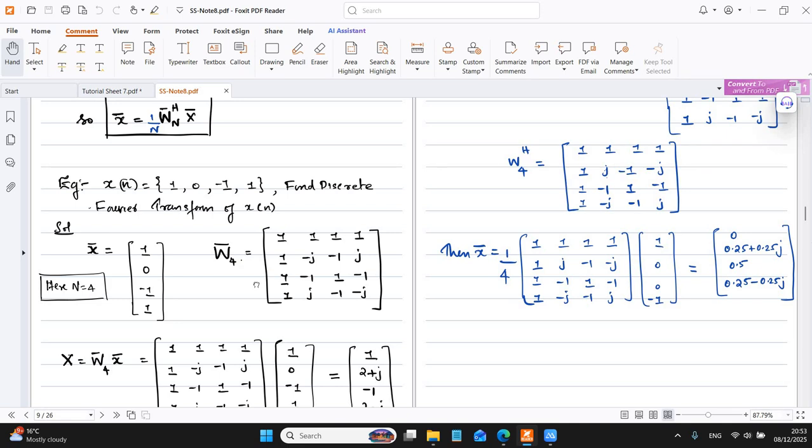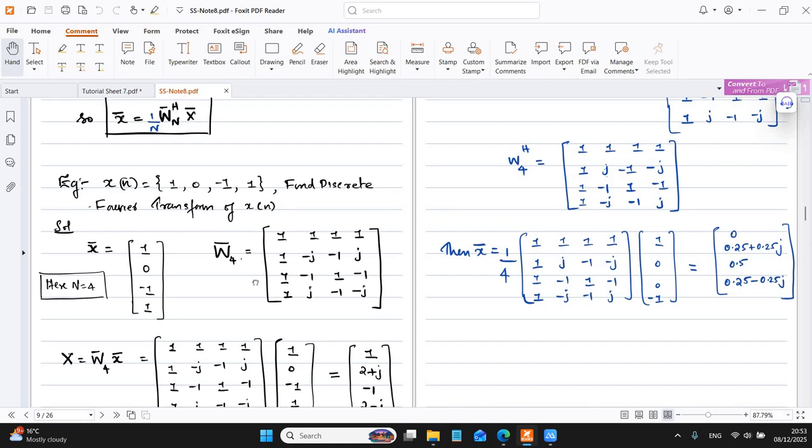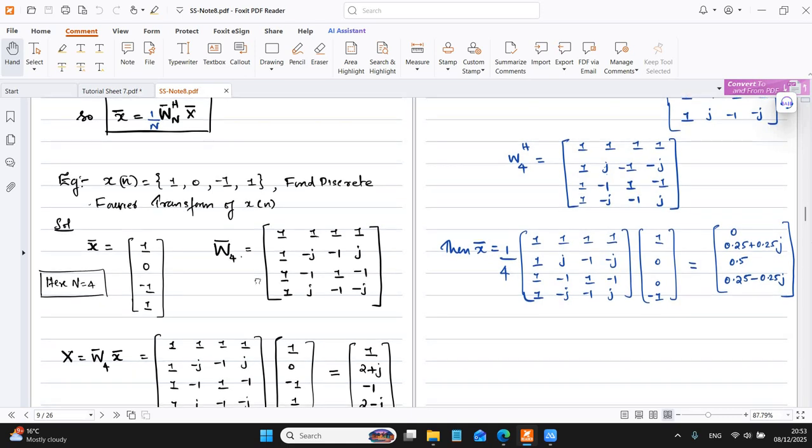For the 4-point case, I will write down the DFT matrix. You see W4 bar, it is nothing but 1 1 1 1, then 1 minus j minus 1 and j, 1 minus 1 1 and minus 1, 1 j minus 1 and minus j. The computation of this I have already discussed in the class.